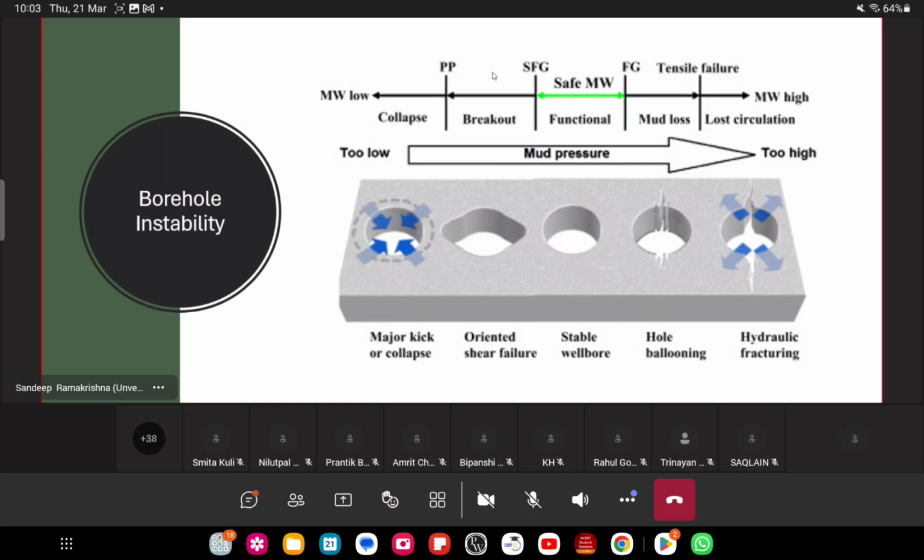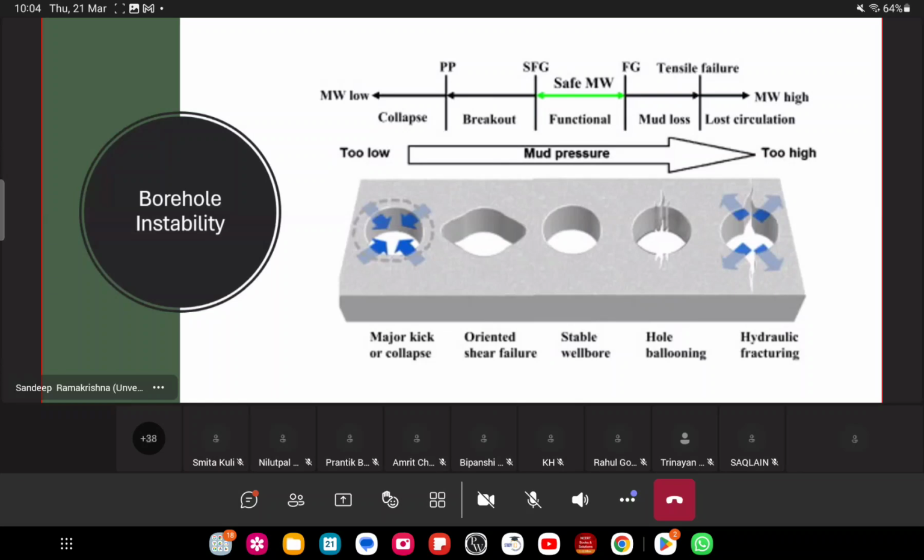probably below the shear failure gradient. You are starting to see the breakouts and then obviously the collapse. Collapse of the wellbore or a major kick. A major kick is a lot of fluid from the bottom coming to the surface and can cause issues. I think it was covered in that video with talking about the pressures as well.